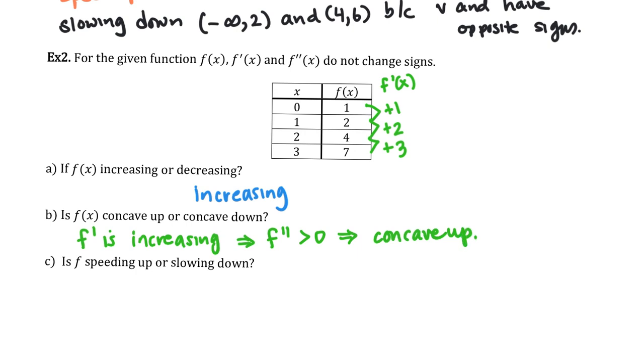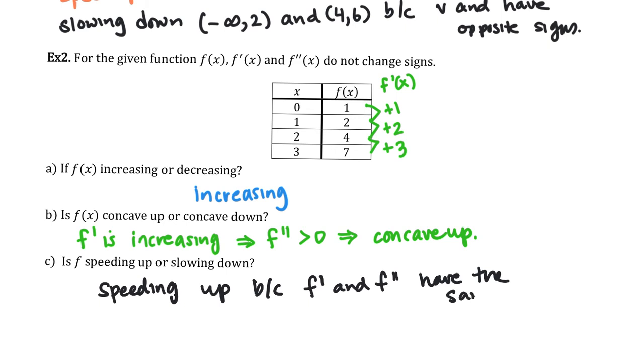Okay, now the question is, is f speeding up or slowing down? Well, normally we see if v and a have the same sign. In this case, we want to know if f prime and f double prime have the same sign. Well, f of x was increasing, so f prime is positive. F prime was increasing, so f double prime was positive. So they do have the same sign, which means f is speeding up. Does it ask me why? If it asked why, it would be because f prime and f double prime have the same sign. Although in this case, they are both positive.